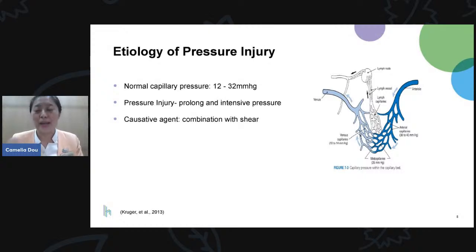Okay, so when can pressure injury occur? This is an example of a normal capillary pressure, where we have capillaries, micro blood vessels, arteries and veins. The pressure is still at 12 to 32 mmHg, so we do not see any pressure injury at the moment. However, if patients have prolonged intensive pressure combined with another causative agent, like shear, which we will talk about later, the combination increases the risk of the patient developing pressure injury. Okay, next slide.